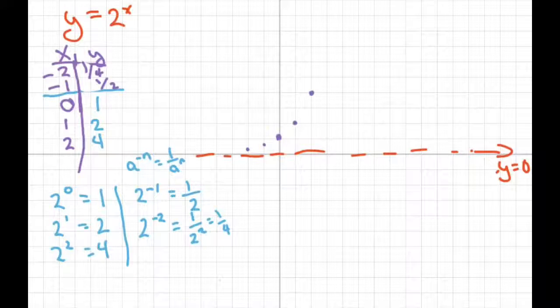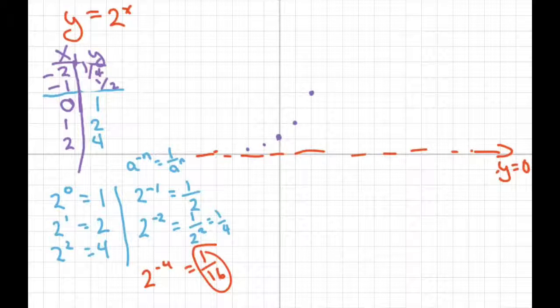I could put in, let's do 2 to the negative 4. That would be 1 over 2 to the 4th, which is 1 over 16. So if I go to negative 4, it's just going to be really close. But it's never going to be below, this is never going to be a negative number.